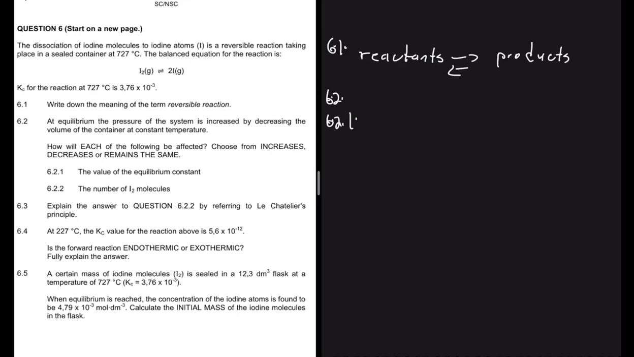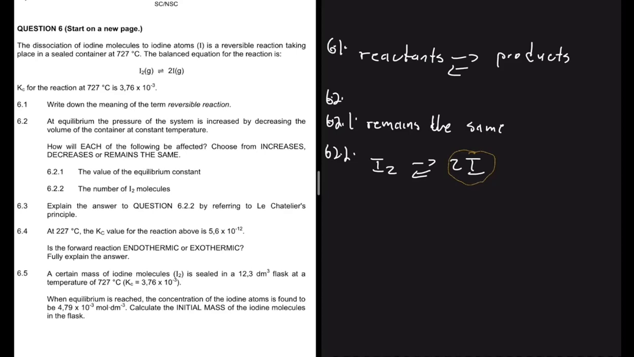We know fully well that the only thing that can change the value of the equilibrium constant is the temperature and nothing else. So we will easily say remains the same. And then 6.2.2 says the number of moles of iodine atoms, right? So we have I2, which is giving us 2I, right? So the number of moles of the products are greater than the number of moles of the reactants.